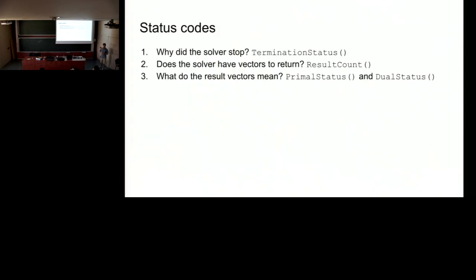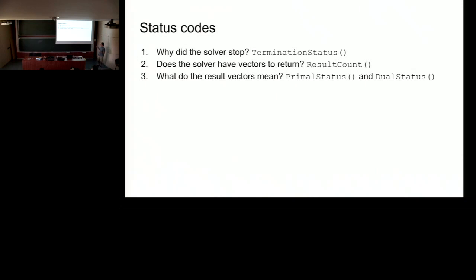Okay, so that's some of the API. Status codes is another big thing that we changed. It's entirely different. The questions that we're trying to answer, the information that we provide in the status codes, you can basically break it into 3 questions. Why did the solver stop? So we have an attribute called termination status, which is intended to answer why did the solver stop running. It was running an algorithm. What was the thing that caused it to stop?